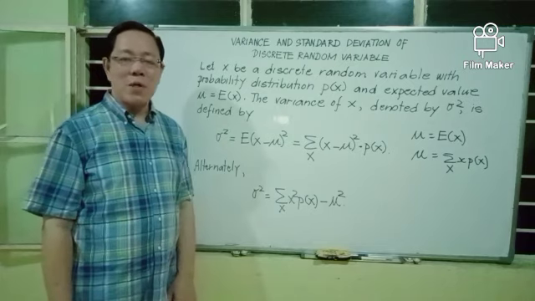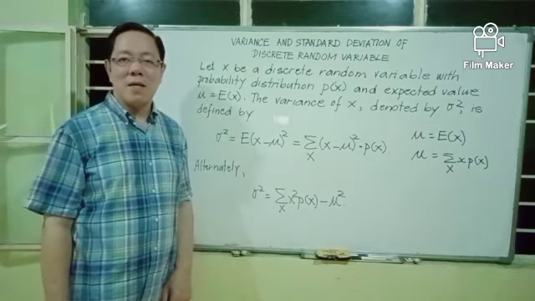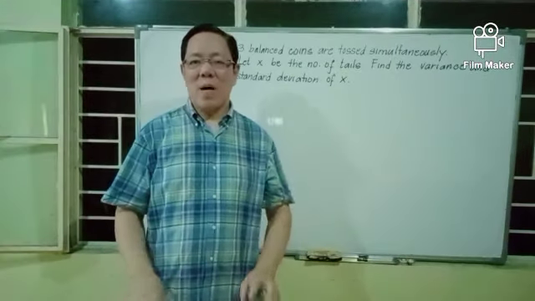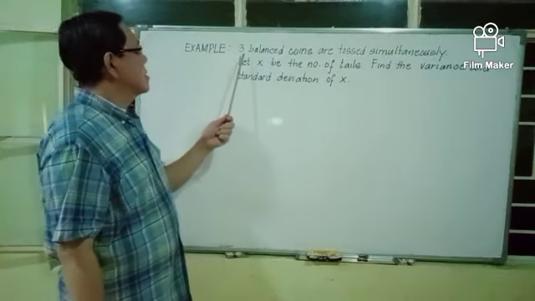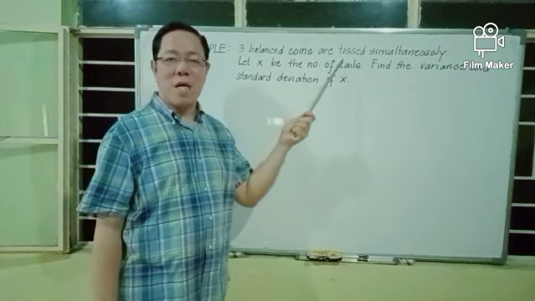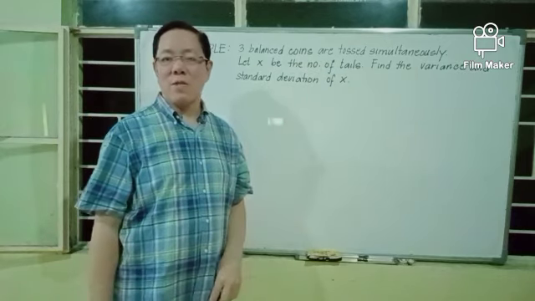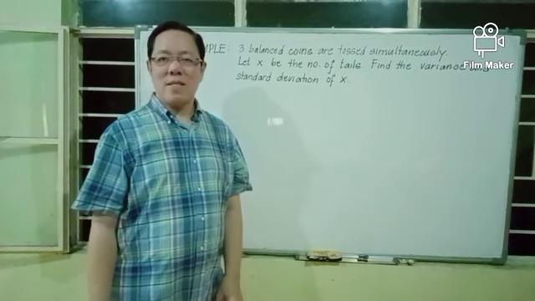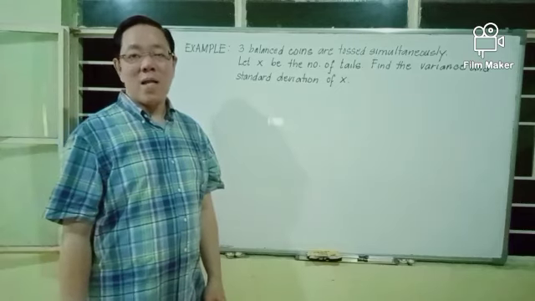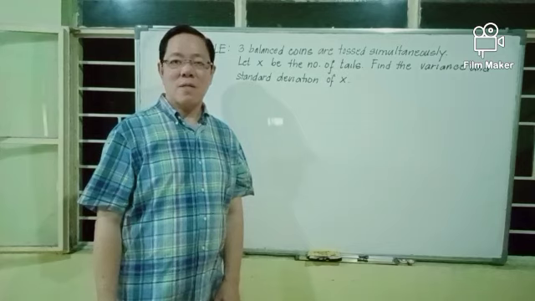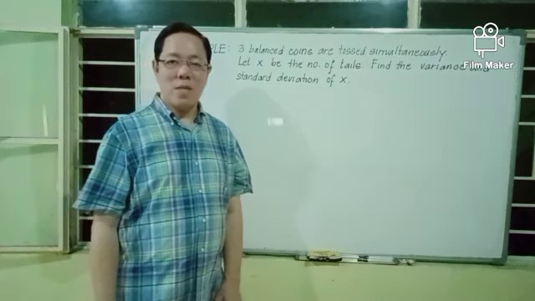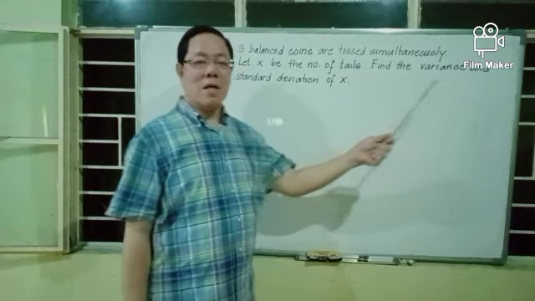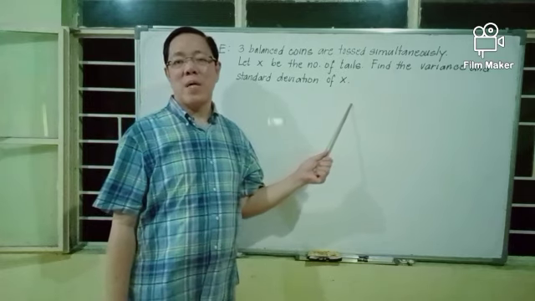Now, we will take an example for using this formula and this alternative formula to calculate the variance of a discrete random variable. For our first example, consider the following problem. Three balanced coins are tossed simultaneously, which means that you will toss these three coins at the same time. Let x be the number of tails. That means x is a discrete random variable, and the value of x is the number of tails in each of the possible outcomes when we toss three balanced coins simultaneously. Find the variance and standard deviation of the random variable x.